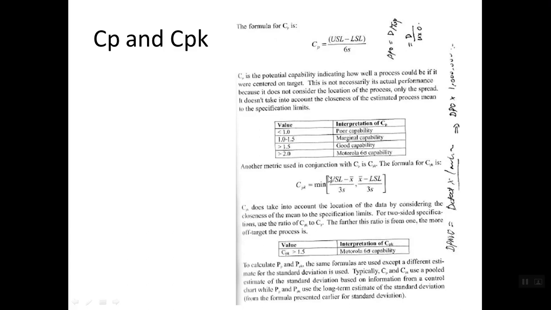With the modulus, it means that even if you get a negative result, you make it positive. So which one is the minimum? That is the CPK value. Maybe here, or maybe this or this. So the CPK value for Motorola is actually 1.5. This is the standard, so you must understand this.